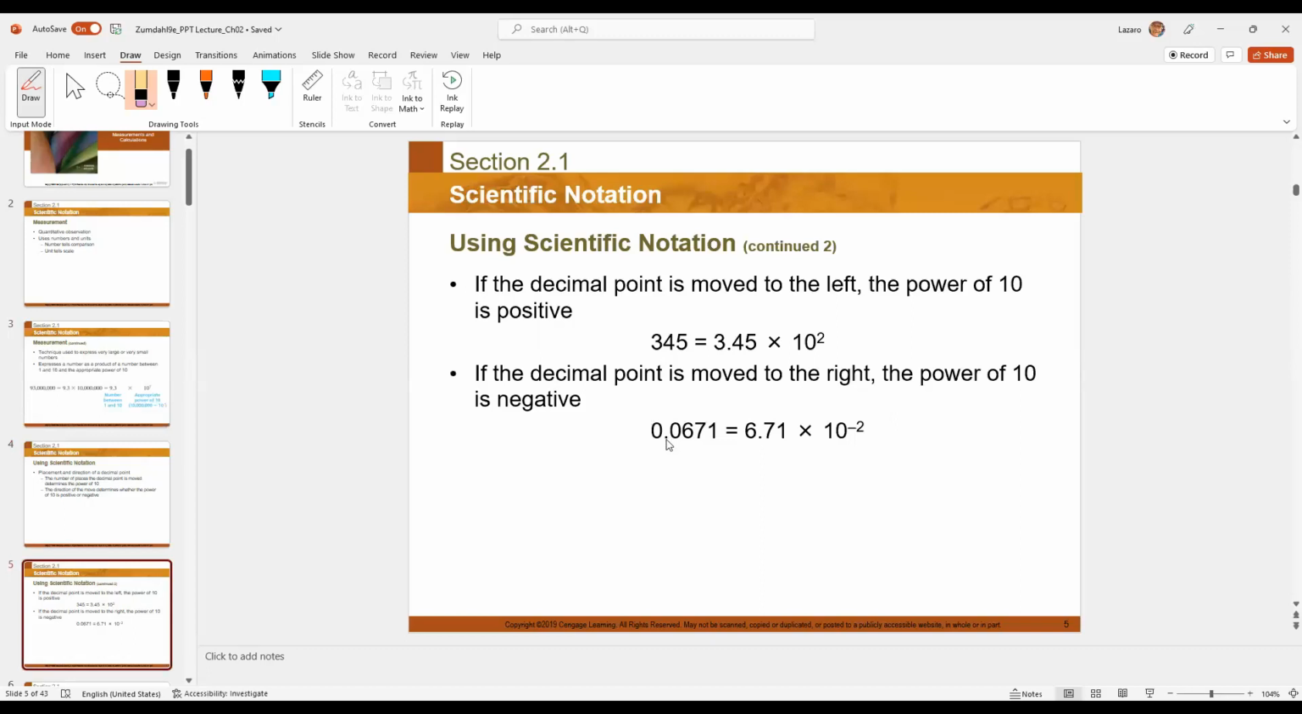Then what do you do? You move the dot 1 and 2 in order to get here a number that is between 1 and 10. It can never be 0 here. Then you move 1 to the right. Then you type here 6.71 times 10 to negative 2. Negative because the movement is to the right, and 2 because it's the number of times you move the dot. Remember, when the number is small, the power will be negative. When the number is big, then the power will be positive. In this case, I move the dot 1, 2 times to the left, so the power will be 2 positive.